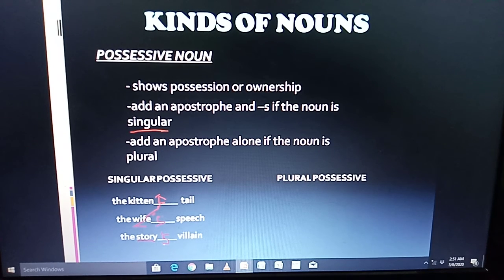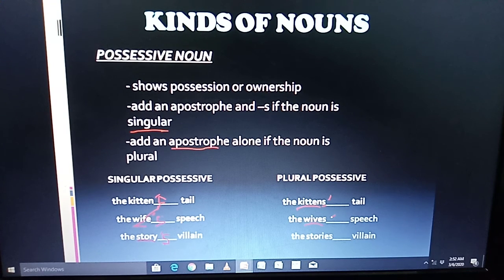But how about if the noun is plural? So for example, the kittens' blank tail. So as you can see, the word here, the noun, is plural because it has s, right? So if that would be the case, then we just simply add apostrophe. So we just add apostrophe at the last. That's it. How about the wives' speech? The same thing, no? Because the noun is plural, we add apostrophe. How about the stories' villain? So the word here, stories, is a plural, so we add apostrophe to make it plural possessive. That's the rule. Okay?